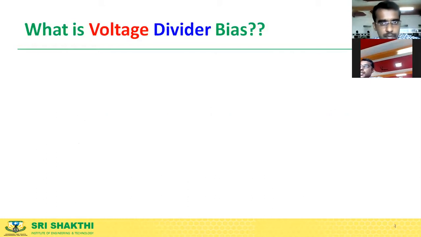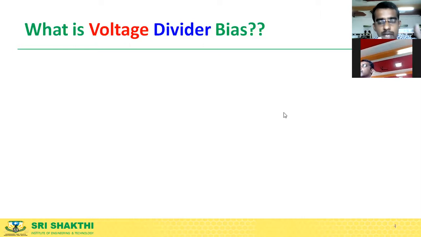Firstly, we need to understand what a voltage divider bias is. For example, in yesterday's experiment, we saw the fixed bias circuit. Why is it called fixed bias? Because a fixed resistor was used to give bias. Biasing means a certain amount of voltage and current is provided to the transistor in order to make it function. There are active and passive devices. A transistor comes under active devices.